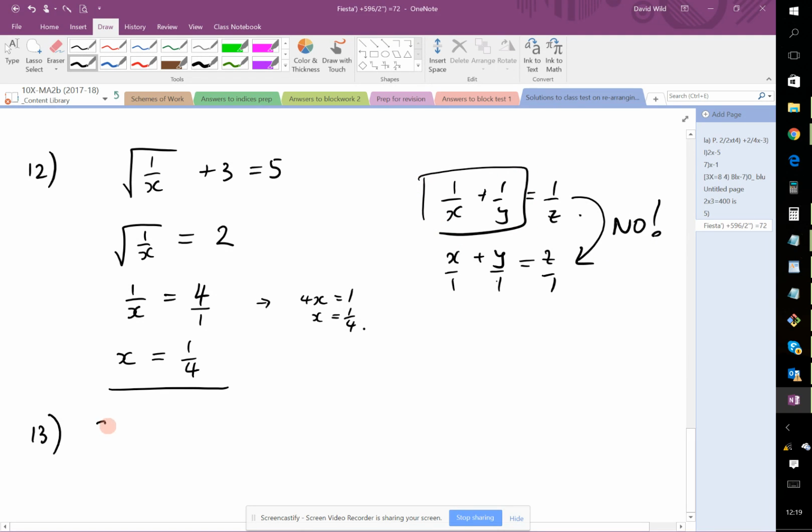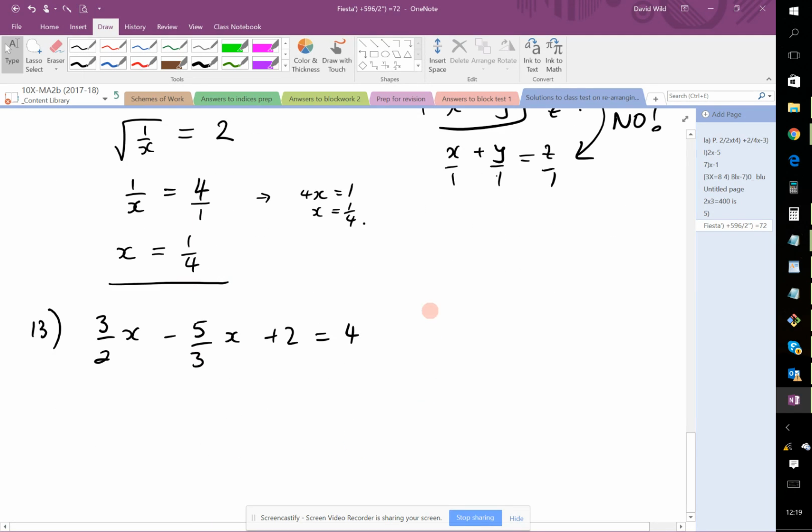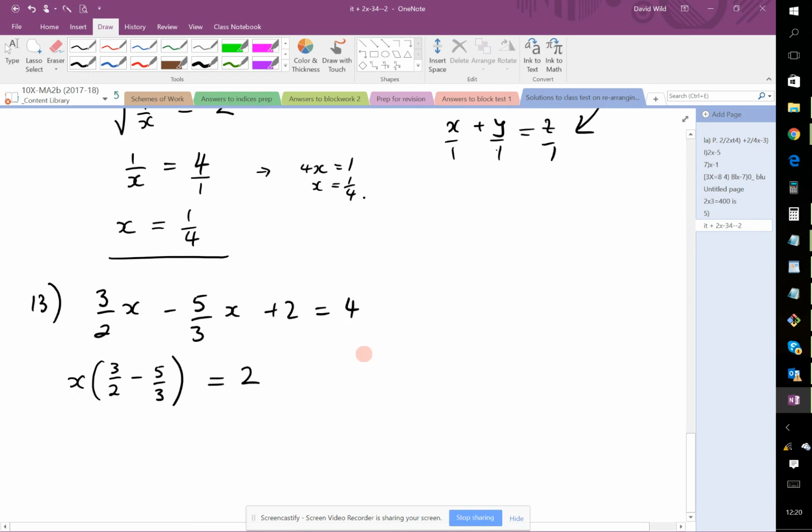Question 13. 3 over 2 lots of x, minus 5 over 3 lots of x, plus 2 equals 4. These two terms have got an x in them, so let's factorize. Get 3 halves minus 5 thirds. And we're going to subtract 2 from both sides. So we subtract 2 from here and here. We get 2 on the right.